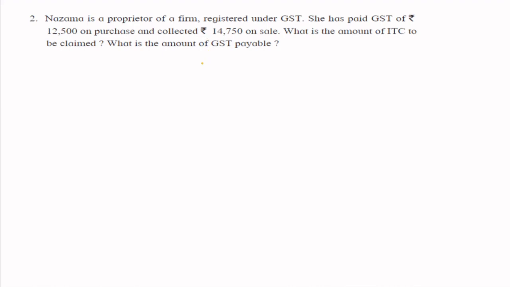So Nazama is a proprietor of a firm registered under GST. She has paid GST of rupees 12,500 on purchase. So again, this is on purchase. So what will be this one? Input GST. Immediately you can write. So okay, input GST is 12,500. Similarly, there should be an output GST also, and collected 14,750 on sale. So this will become an output GST.